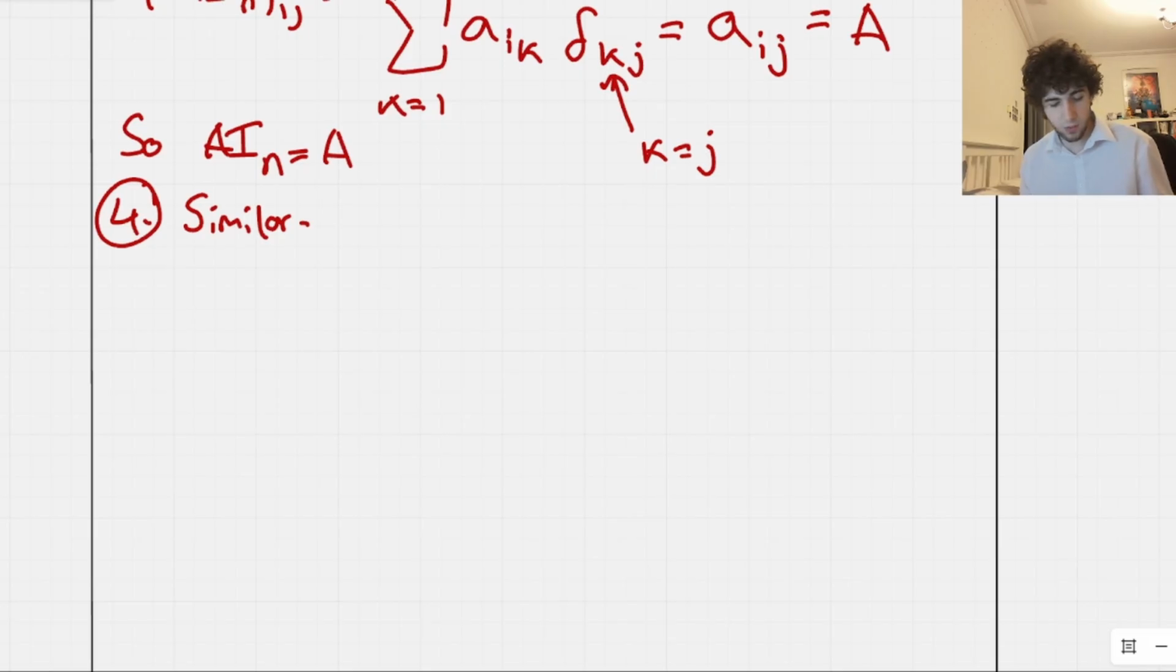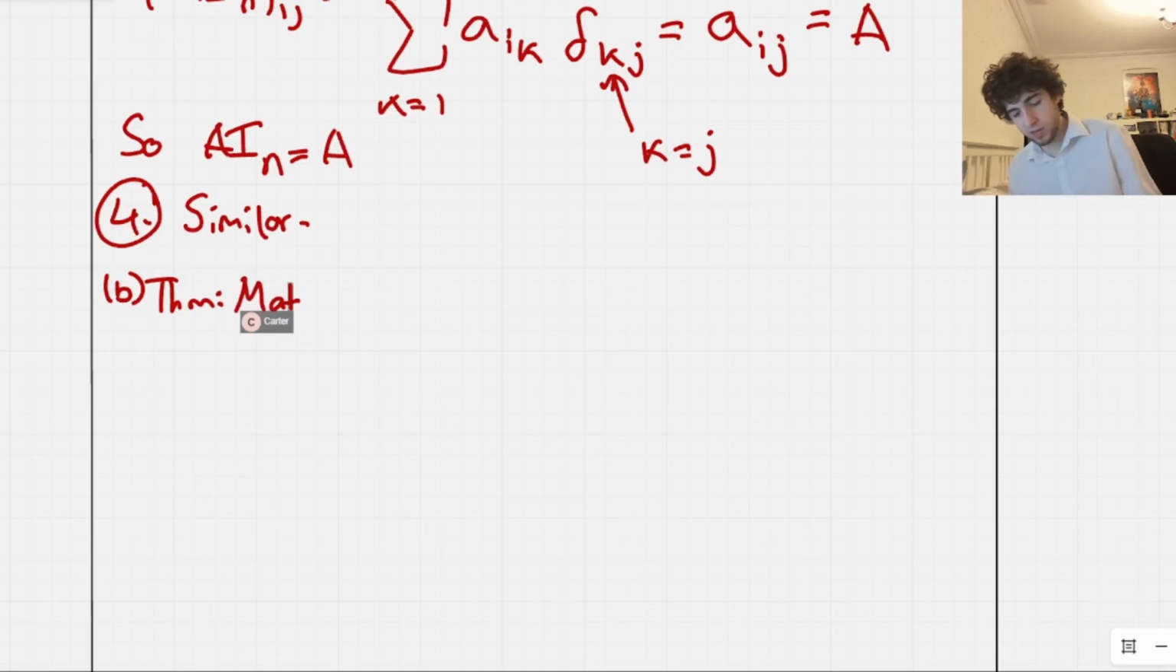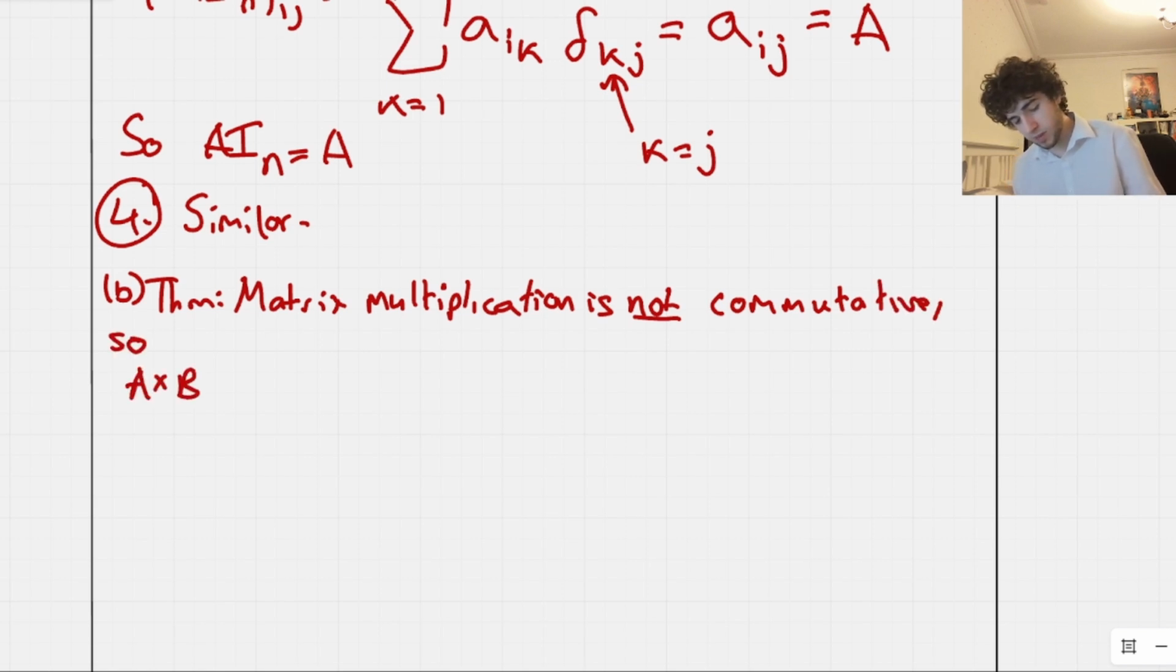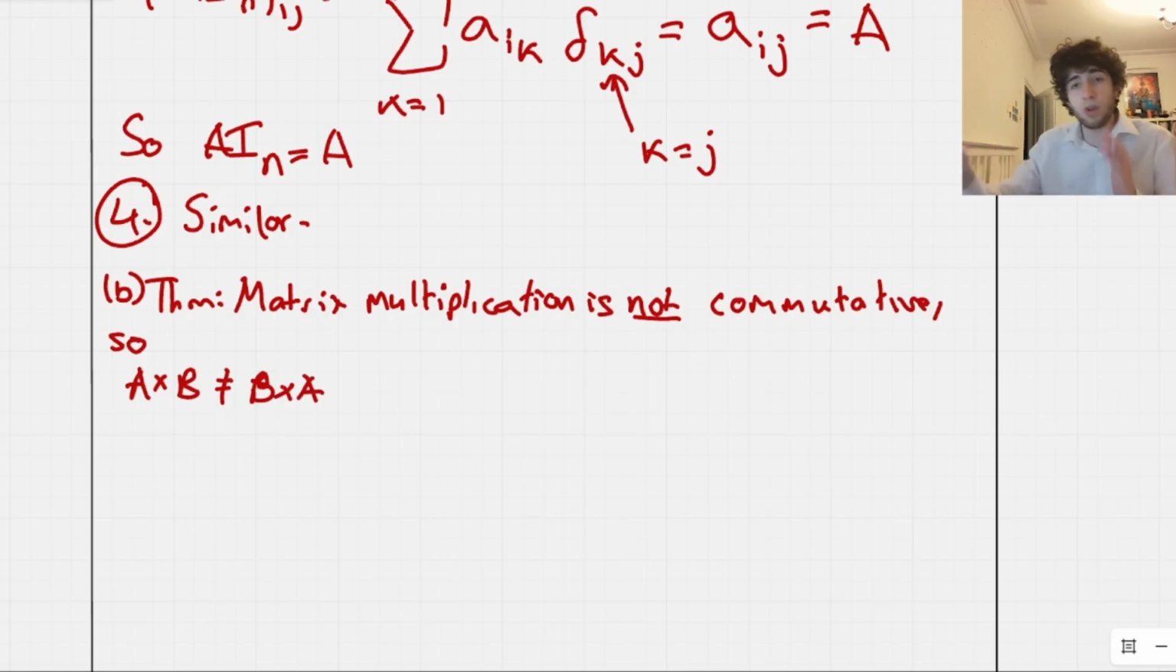Right, and then we have another theorem here, which is that matrix multiplication is not commutative, okay? So matrix A multiplied by matrix B is not equal to matrix B multiplied by matrix A. Okay? Do not think that. You'll get everything wrong. Like, not everything, but you'll get a lot wrong. Okay? This is crucial. Absolutely crucial.